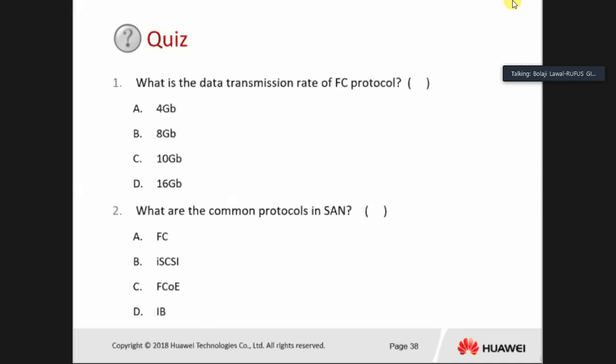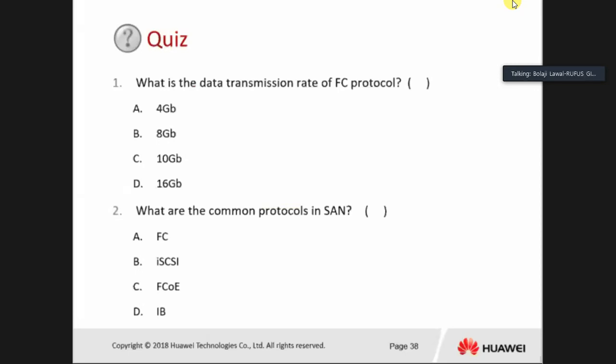Okay, thank you. Then Emmanuel from Nigeria. Finally, Nigerians are coming up. Now I can sit and be comfortable. So Emmanuel? Yeah, I agree with all the answers. Number one is A, B, D, being 4 GB, 8 GB, and 16 GB. While number two is ABC: fiber channel, internet small computer system interface, then fiber channel over Ethernet.